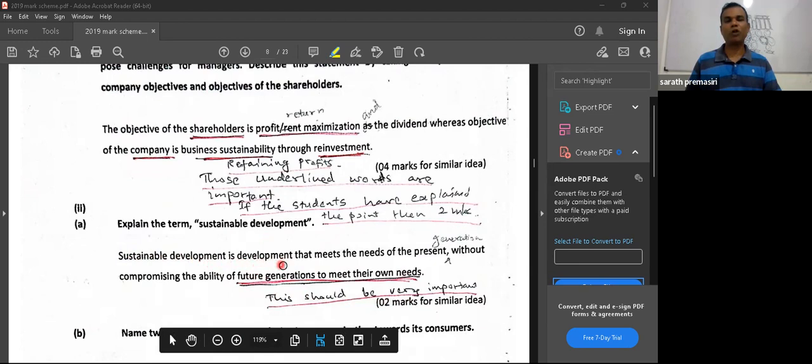Sustainable development is development that meets the needs of the present generation without compromising the ability of future generations to meet their own needs. Without change, you can write it down. Write it down, please.